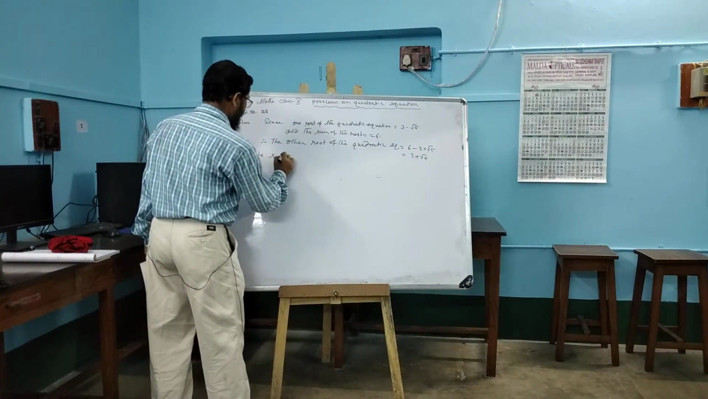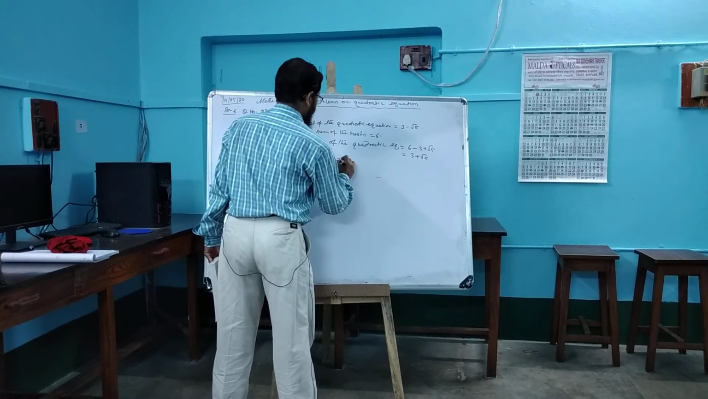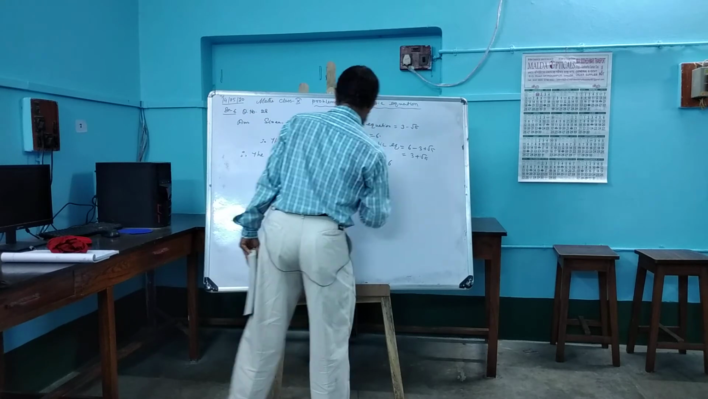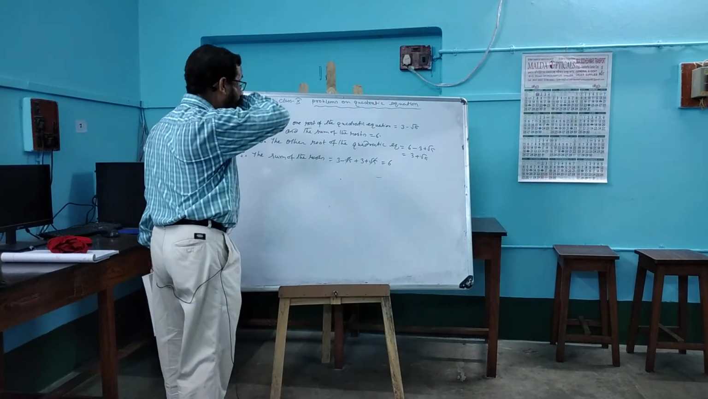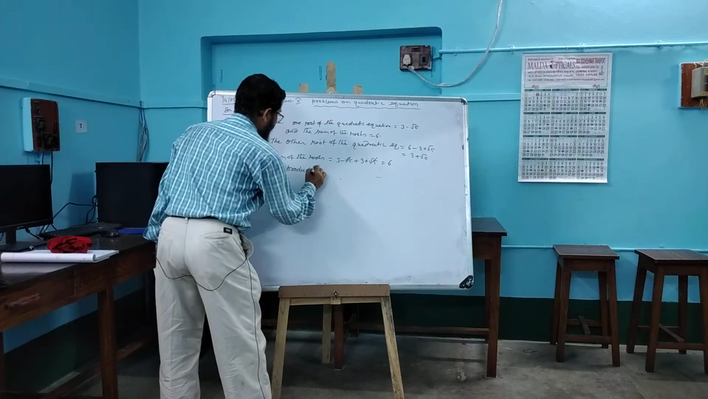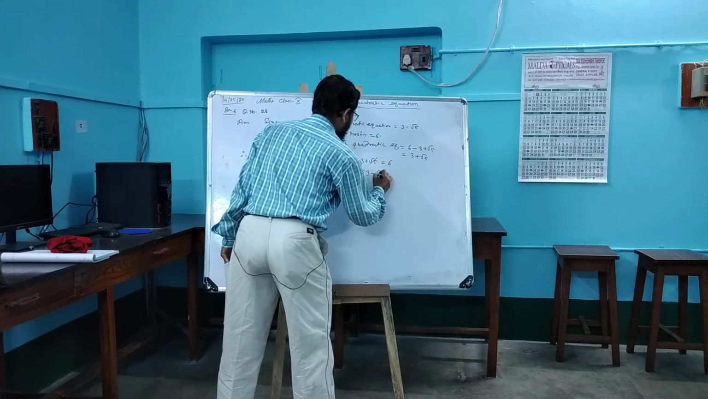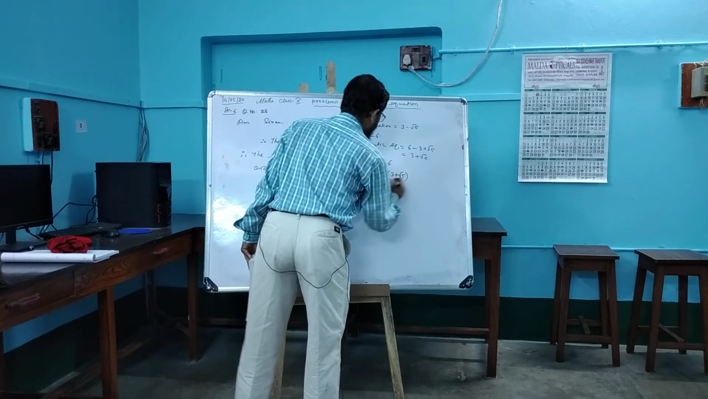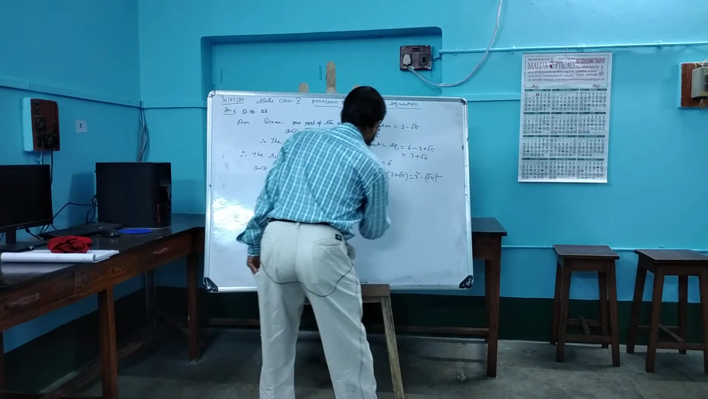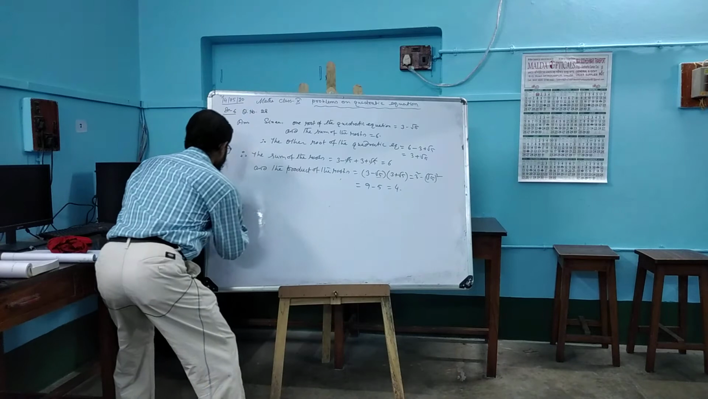Therefore, the sum of the roots is equal to 3 minus root 5 plus 3 plus root 5, that's equal to 6, and the product of the roots equal to 3 minus root 5 into 3 plus root 5, that's equal to 3 square minus root 5 square, that's equal to 9 minus 5 equal to 4.